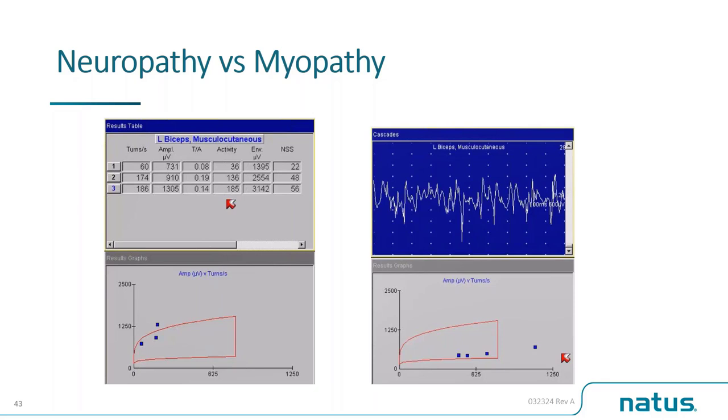You have to have the normal clouds, and they are available for a few muscles. If you don't have clouds, you can at least look at the pattern. This is where you are getting data points, so this is more consistent with myopathy.